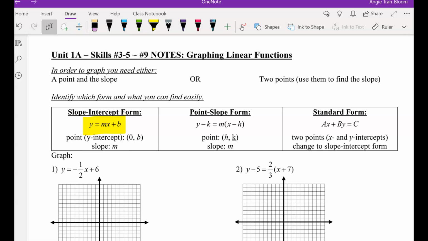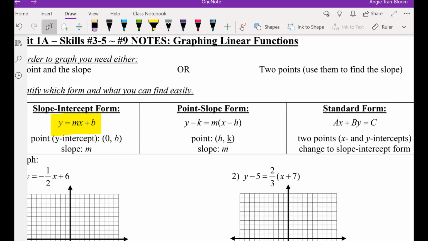All you have to do is find the point. So if you're given y minus k equals some slope, m, times the quantity of x minus h, what is the point in this equation? The point is h comma k. So if it's in point-slope, take out the point, identify the slope, plot the point, and then go rise over run. Point-slope form is also very, very easy to graph. You identify the point, you identify the slope, and graph just like you would with slope-intercept form.